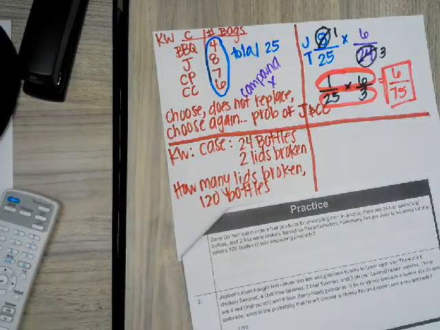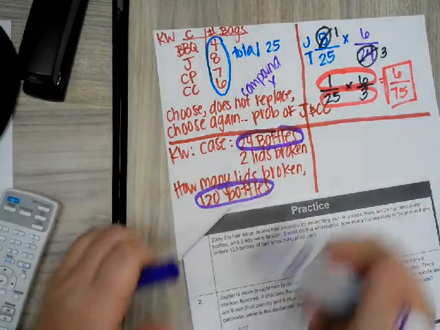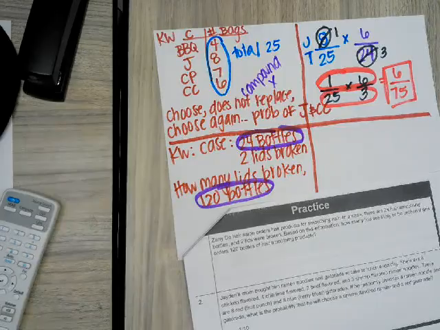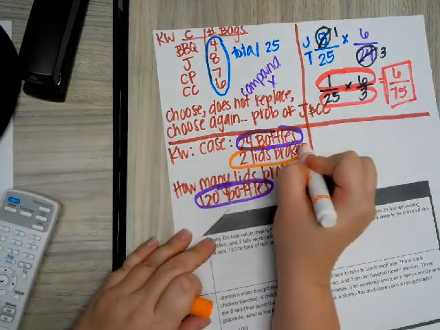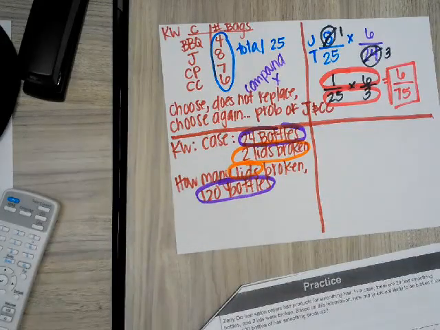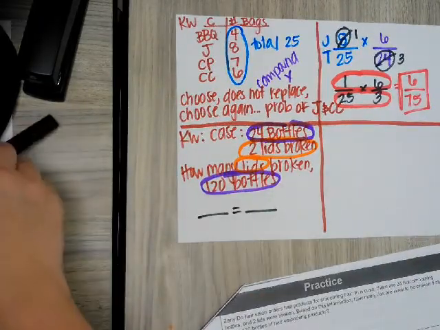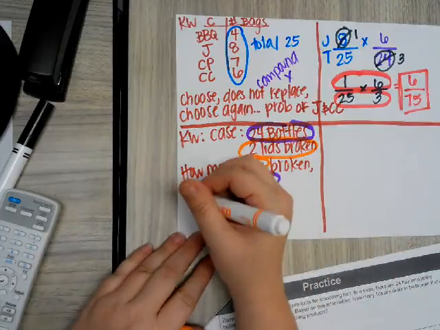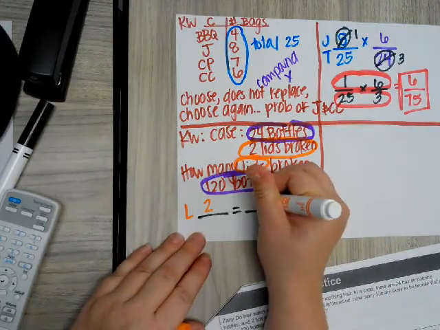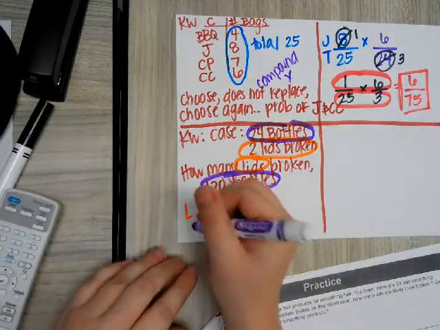Well, if I notice, I'm comparing. I have bottles and bottles, lids and lids. So let's make a proportion because we're comparing 2 things. So I'm going to put my broken lids up top. So 2 broken lids, and I don't know this one, that's why I'm going to put X. And then I have my bottles at the bottom.